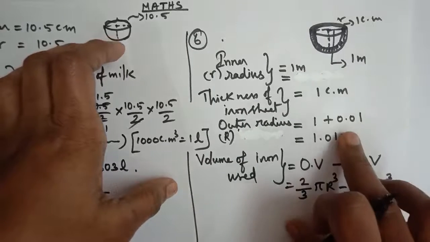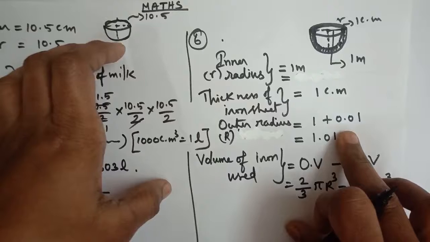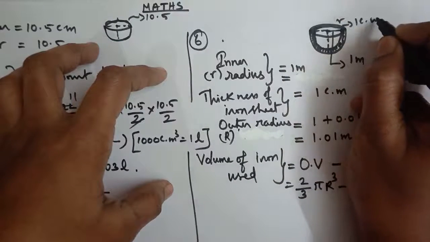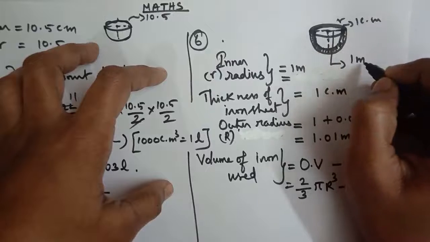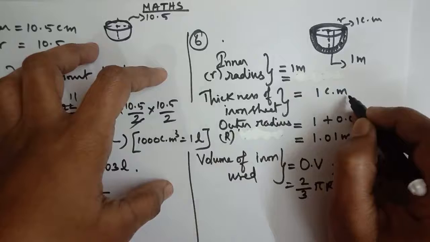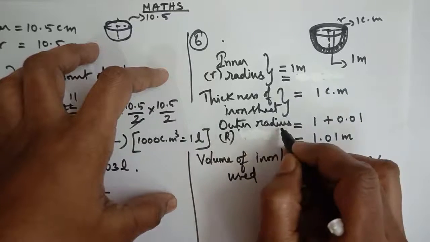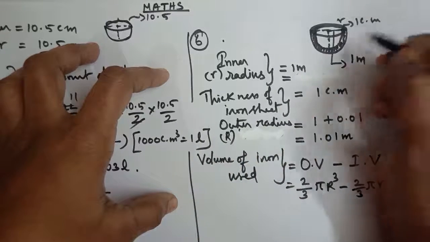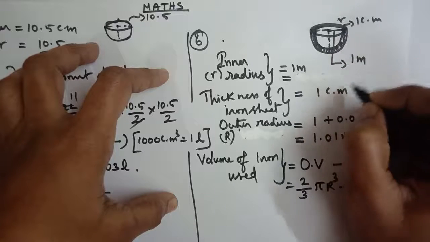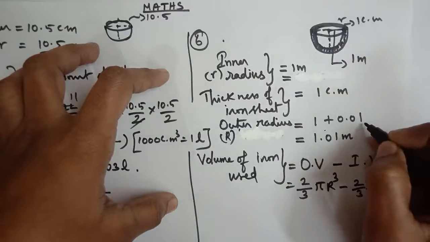Now this question is on the hemisphere. Here thickness is 1 centimeter, then inner radius is 1 meter. Thickness of iron sheet is equal to 1 centimeter. Therefore outer radius is inner radius 1 meter plus this thickness 1 centimeter. So 1 meter plus 1 centimeter.